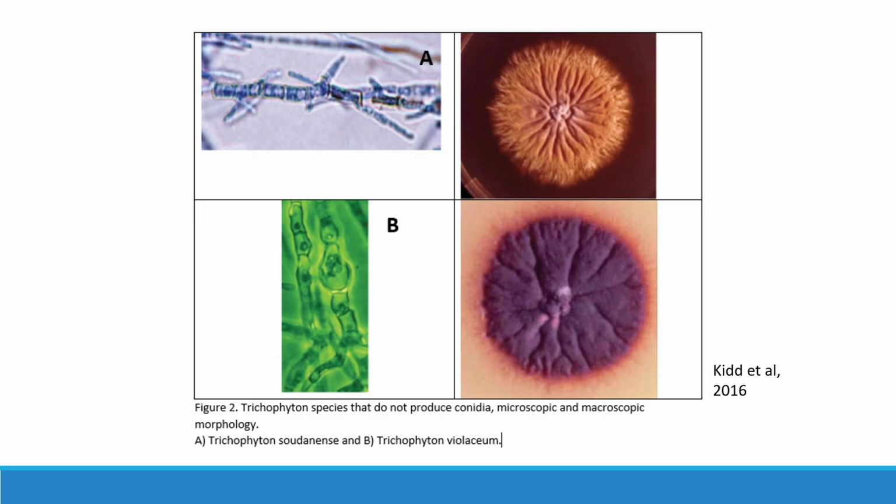And here we have 2 species of Trichophyton that do not produce microconidia. At the top you have Trichophyton soudanense, which has a high prevalence in African populations, and then Trichophyton violaceum down the bottom, which can cause a high degree of tinea capitis infections.